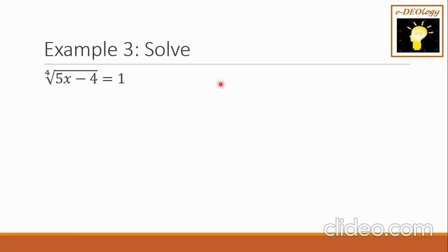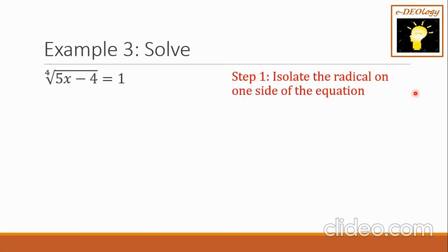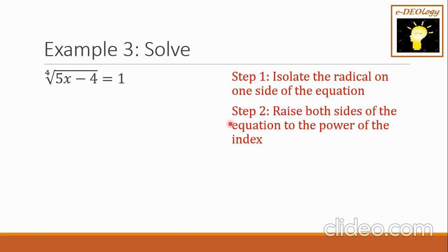So let us go to example 3. Solve the equation. Step 1. Isolate the radical on one side of the equation. In here, the radical is isolated already, so we will jump into step 2. We're going to raise both sides of the equation to the power of the index. The index here is 4, so we're going to raise both sides of the equation to the power 4. So the fourth root of the quantity 5x minus 4 is now raised to 4, and on the right side the 1 is raised to 4.